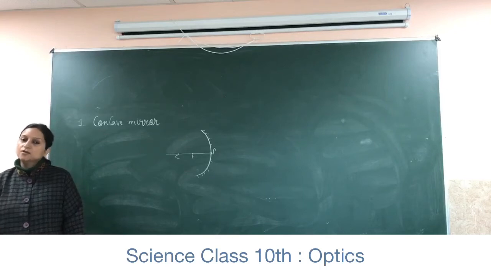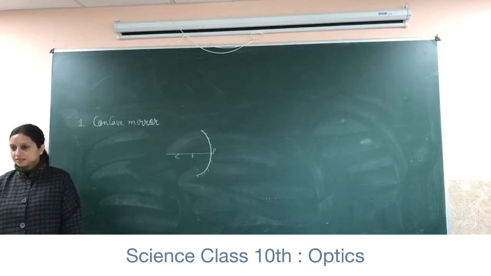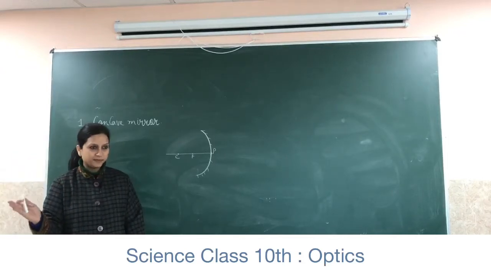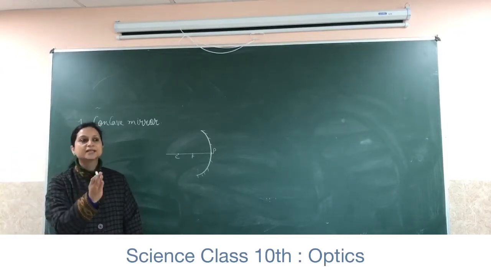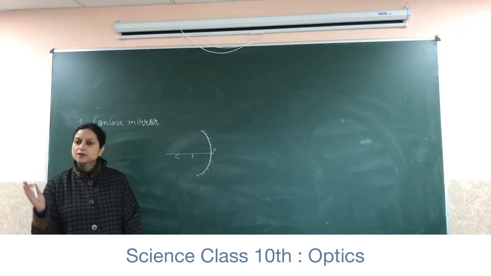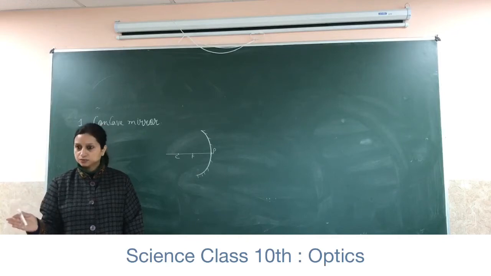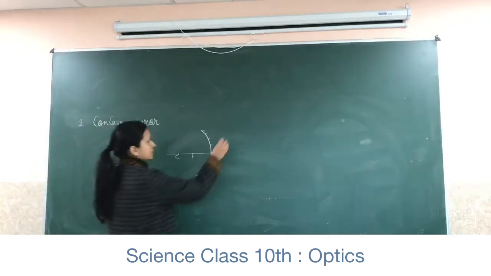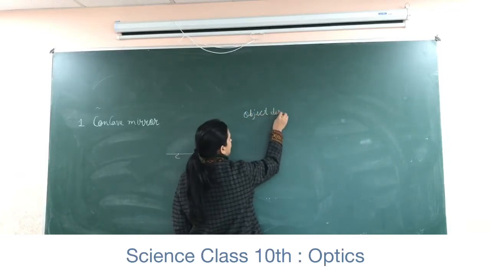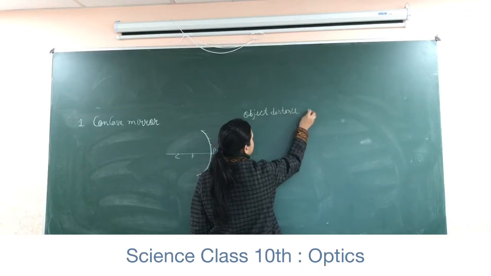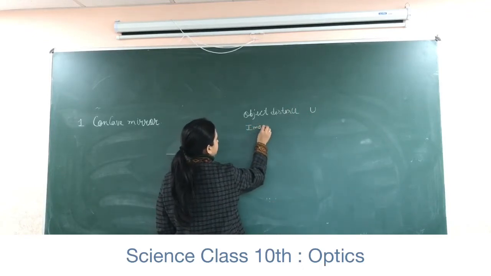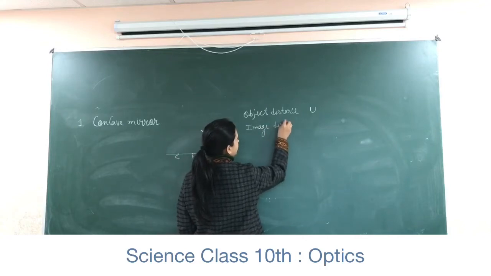Now in optics, the object distance means the distance at which the object is kept, that is, how far from the mirror we have placed the object. That will be called the object distance, and we denote it with U. So this is the symbol which we use for the object distance. It is U. Then the image distance is represented by V.